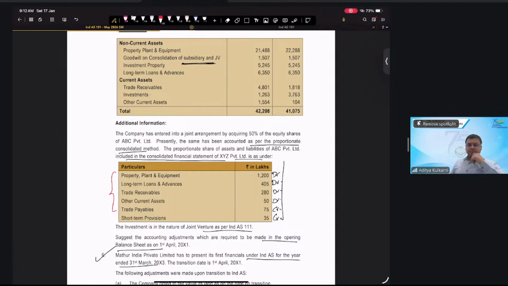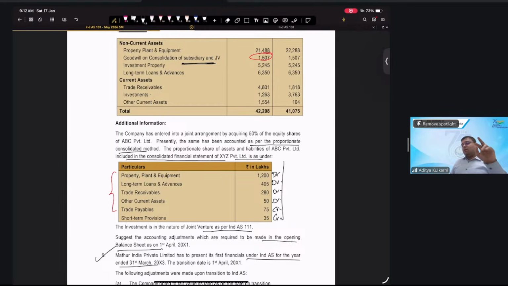Yes? The issue arises now with goodwill. Goodwill is 1507, correct? Is this goodwill for the subsidiary or is it for the joint venture? And this is for both. It is for both. And because it is for both, I should split it. Yes?